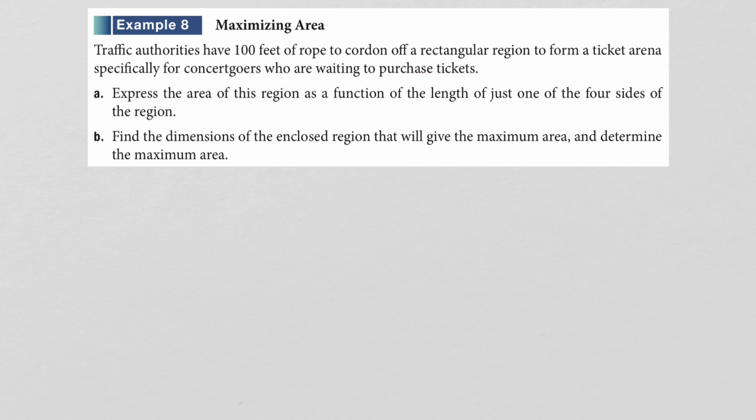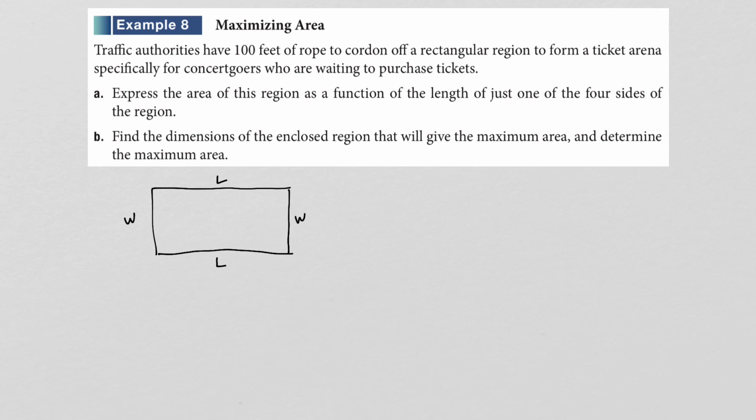Okay, so we have a rectangular area. I can draw a picture of this. So just basically a rectangle. That rectangle will have a width and a length. This will also be the width here, and this will be the length here. And it says to express the area of this region as a function of the length of just one of the four sides of the region.